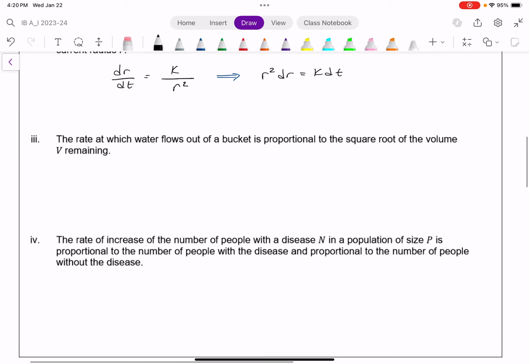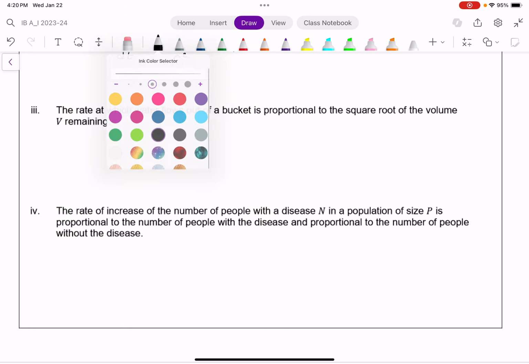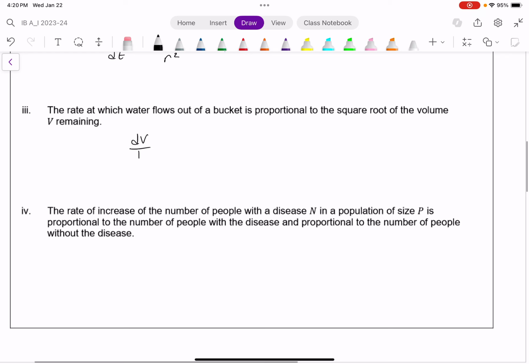All right, the rate at which water flows out of a bucket is proportional to the square root of the volume V remaining. So that means the derivative of V with respect to time is equal to some constant K times the square root of the volume. Now that said though, because the water is flowing out of the bucket, we know this derivative will be negative. And so quite often we put a negative right here in front of the K, basically just to ensure that we know this derivative is negative.